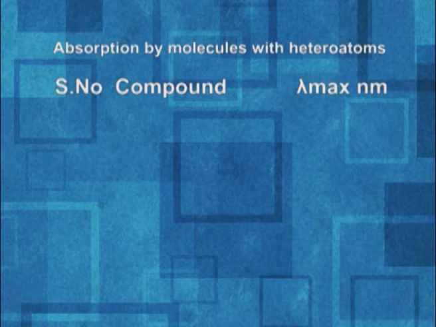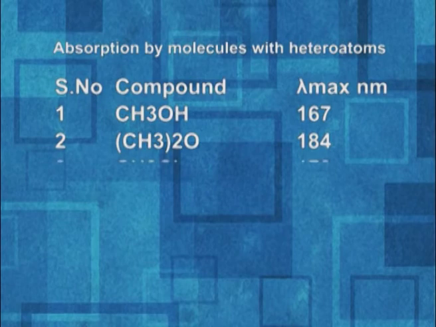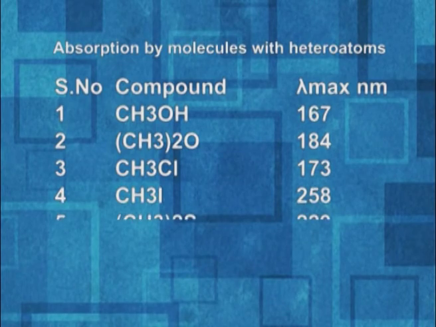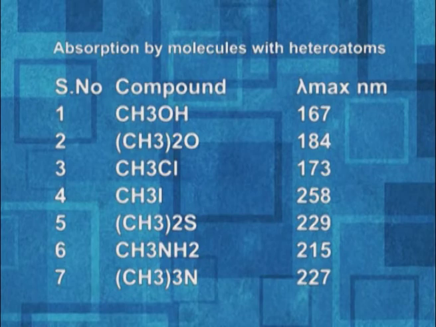We can see here various compounds having lambda max range. CH3OH has 167 nanometer, CH3 twice O 184 nanometer, CH3Cl 173, CH3I 258, CH3 twice S 229, CH3NH2 215, CH3 thrice N 227 nanometer.